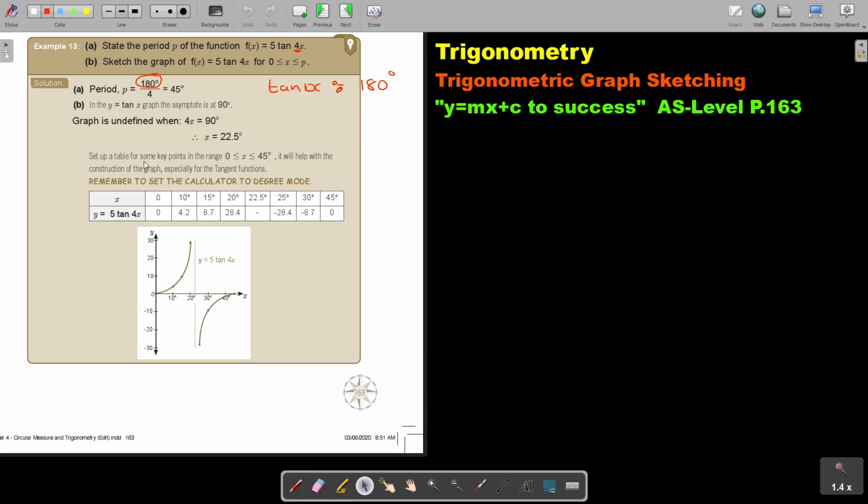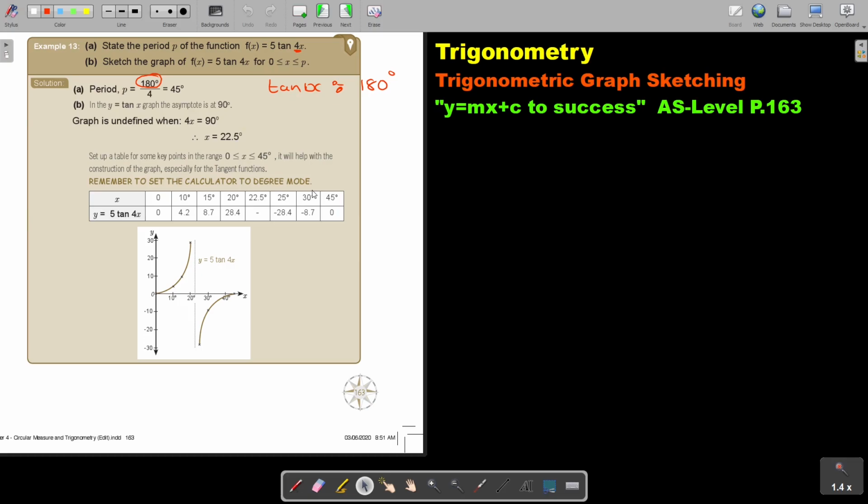So set up a table for some key points in the range. I think especially for a tan, it's always good to assist you with a table. It will help with the construction of the graph. They just wanted up to p, and p was the period, so they just want it up to 45. You can make the steps a bit smaller so that you have a more accurate graph. So let's make it 0, 10, 15, 20, 22.5, 25, 30, 45.